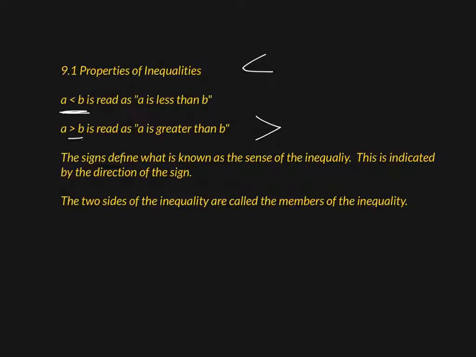So if we're looking at the statement, we have A is greater than B. The signs define what is known as the sense of the inequality. That's kind of some new vocab. Just the direction of the sign, that is the sense of the inequality. And then the two sides of the inequality are called the members of the inequality.